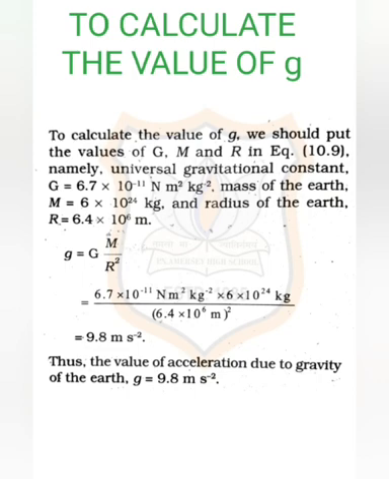On putting all the respective values in the formula, small g is equal to G M upon R square. We will have 6.7 into 10 to the power minus 11 into 6 into 10 to the power 24 divided by 6.4 into 10 to the power 6 square. On solving this, we get the answer 9.8 meter per second square. Thus, the value of acceleration due to gravity of the earth, g, is equal to 9.8 meter per second square.